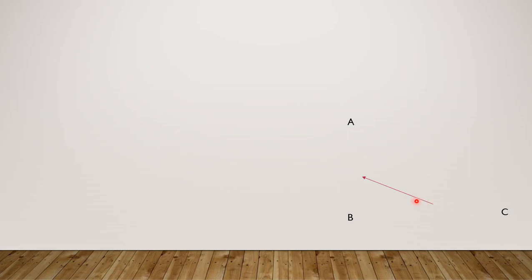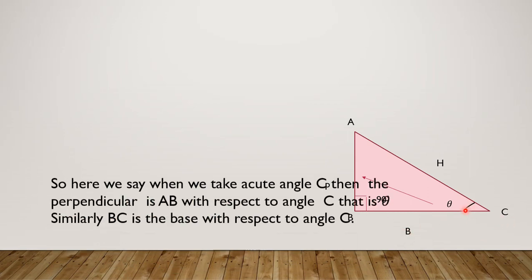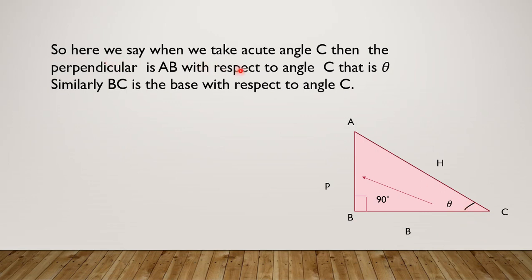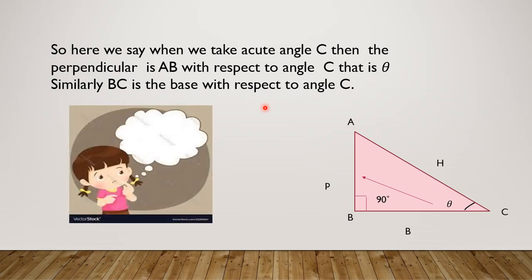So the side which is opposite to the angle theta is the perpendicular, and it is known as the opposite side, and the side on which this triangle's angle theta is there is known as the adjacent side. So we can say if we take acute angle C, then the perpendicular is AB with respect to the angle C, that is theta, and similarly BC is the base with respect to angle C, that is theta.